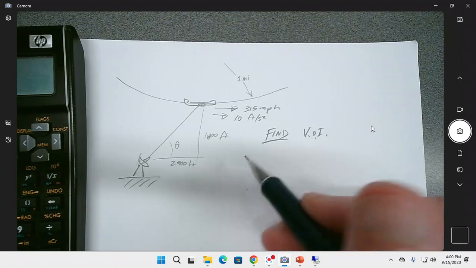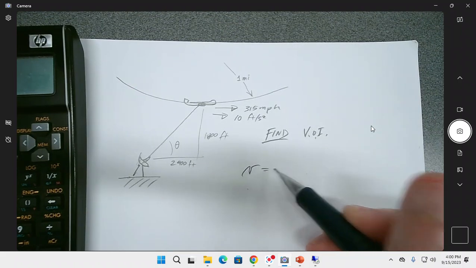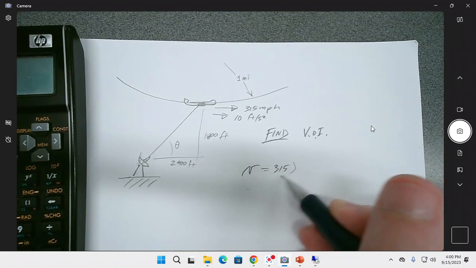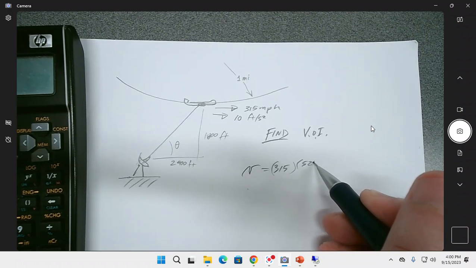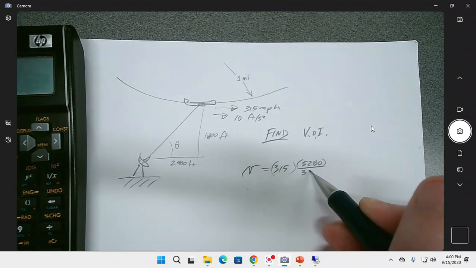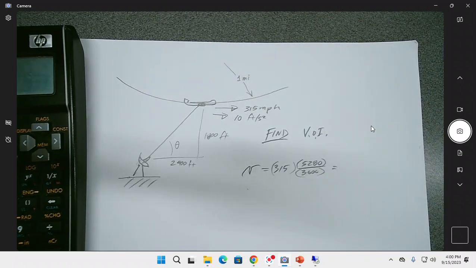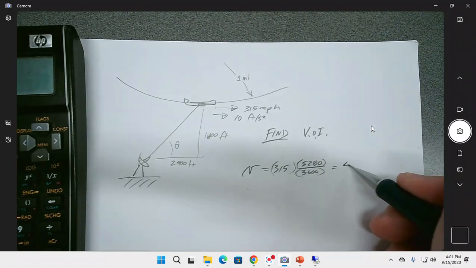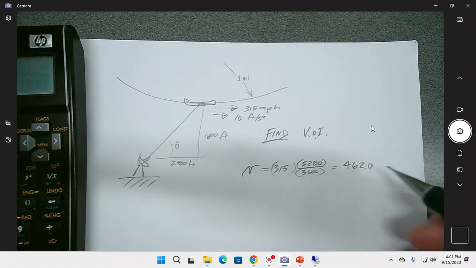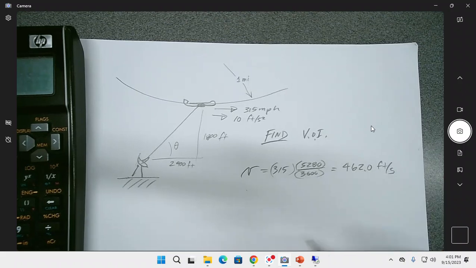First thing, I'm going to find the velocity in feet per second. So that's 5,280 divided by 3,600. I should just memorize whatever that is and just start using it, but I'm not going to. Why start now? It'd be 1.4667 if I was going to memorize it, but I'm not going to. And so we had 462 feet per second.